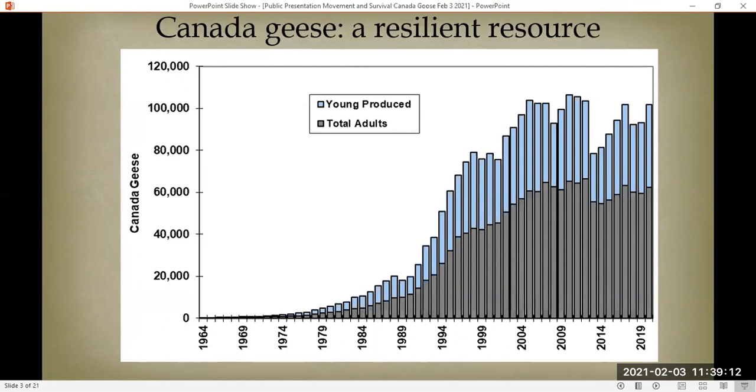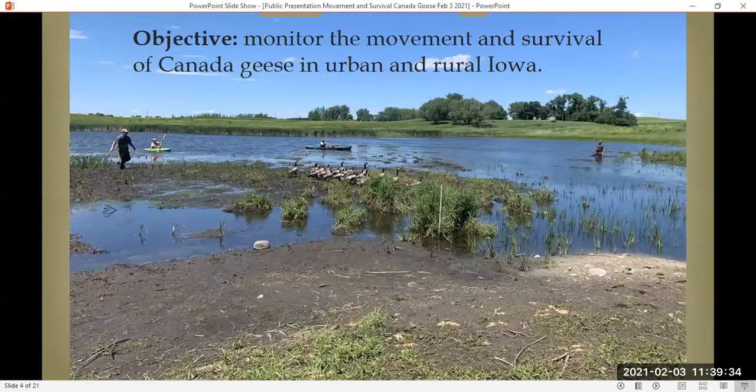So we know a lot about geese in rural areas, but there were some important uncertainties about geese in urban areas. And why these uncertainties are important is because urban areas are where we now have the highest number of human-goose conflicts. So it's really important that we understand what's going on there. That's where this study comes in. And we're really fortunate to have the opportunity to conduct this work.